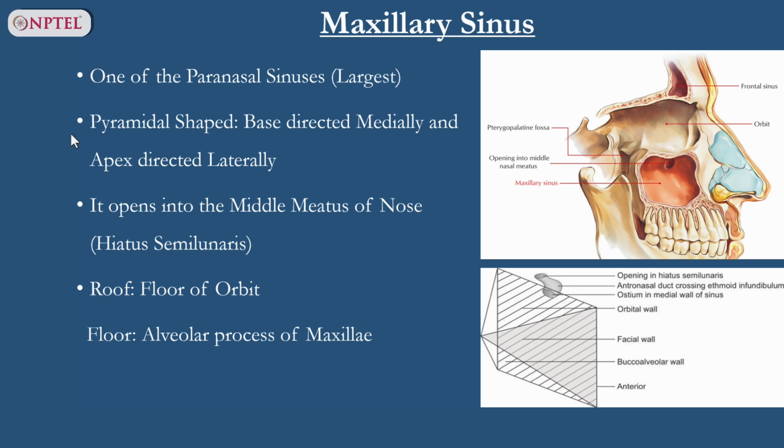The maxillary sinus lies within the body of the maxilla. It is the largest paranasal sinus. It is pyramidal in shape. The base of this pyramid is directed medially, whereas the apex is directed laterally. The maxillary sinus opens into the middle meatus of the nose through the hiatus semilunaris. The roof of the maxillary sinus forms the floor of the orbit, whereas the floor has the alveolar process of the maxilla.